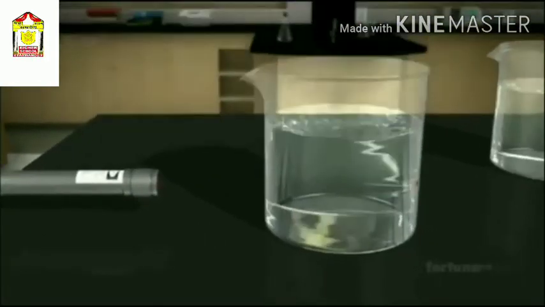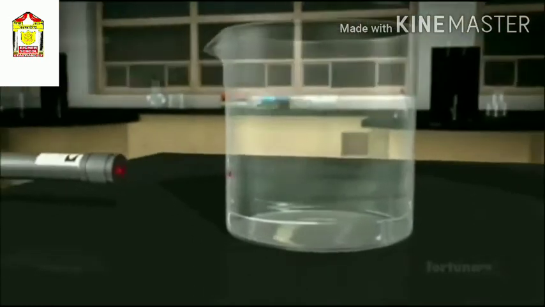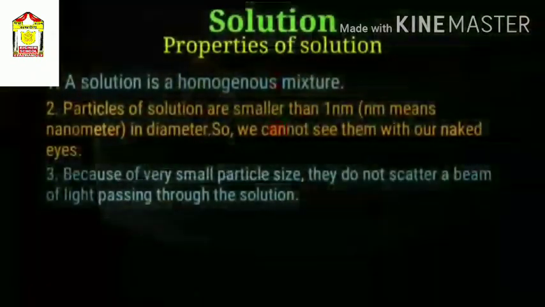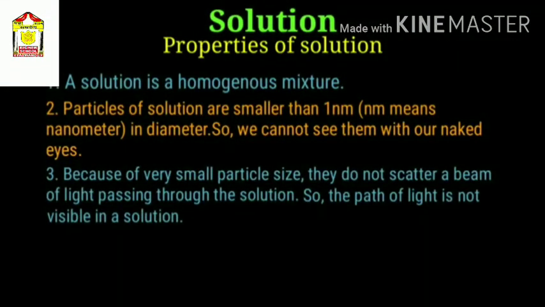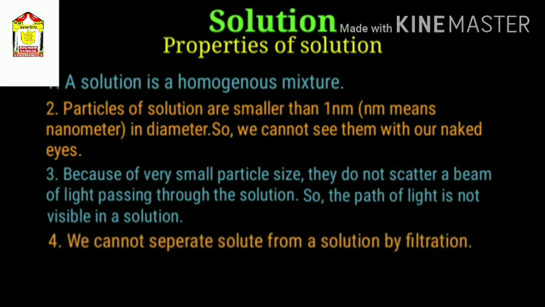For example, if we take water in a beaker and make a sugar solution, this is a solution. When light falls on it from one side, we do not see its path. Because the particles are very small in size, they do not scatter a beam of light passing through the solution. So this path is not visible in the case of a solution.